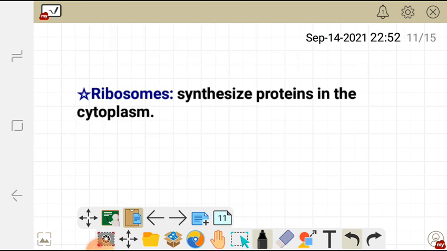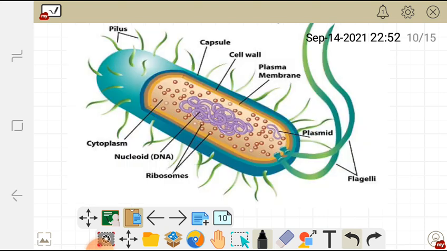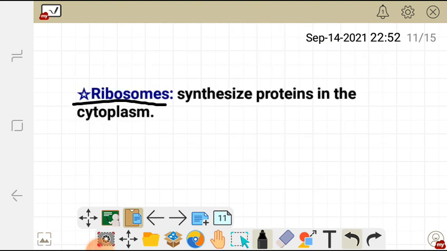The other part is ribosomes. Ribosomes are these small circular parts inside there, all over the cell. Ribosomes help in the synthesizing of proteins in the cytoplasm. The only function of ribosomes is to synthesize proteins in the cytoplasm.